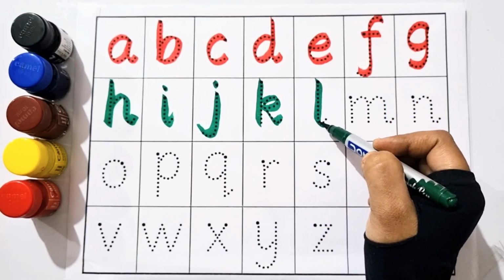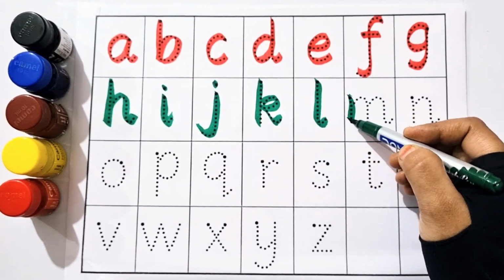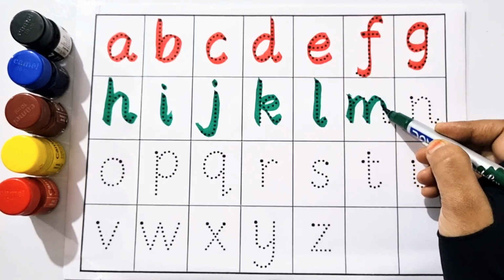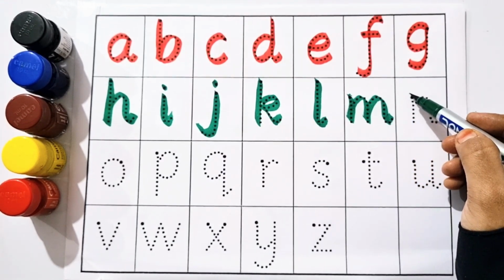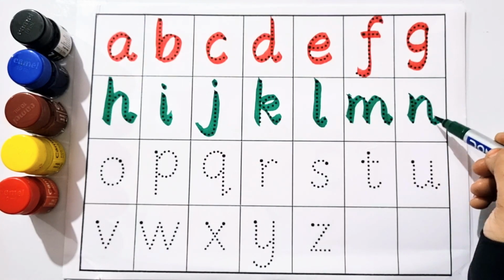L, L for lion. M, M for monkey. N, N for nest.